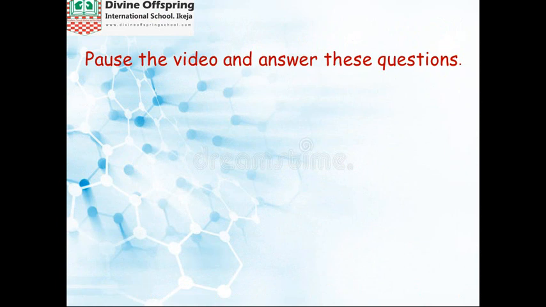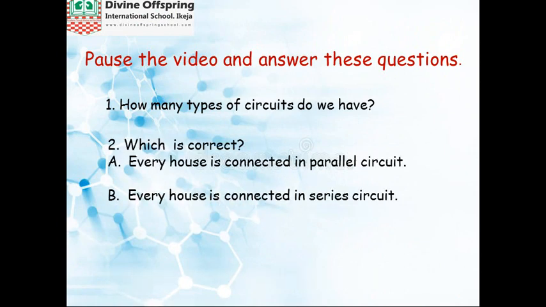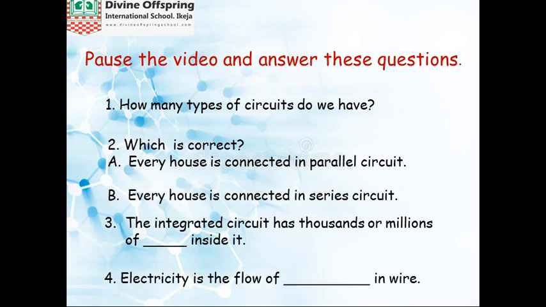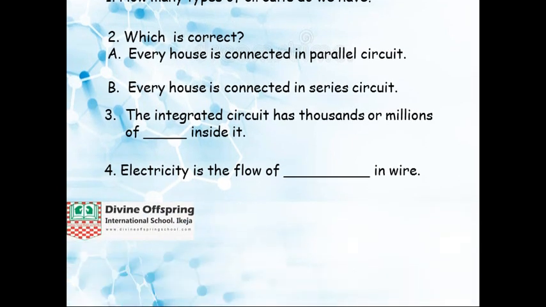Pause the video and answer the following questions. How many types of circuits do we have? Which is correct? Every house is connected in parallel circuits, or every house is connected in series circuits. The integrated circuit has thousands or millions of dash inside it. Electricity is the flow of dash in wire. Once you're done with your answers, continue.